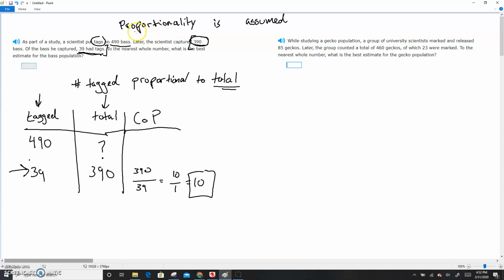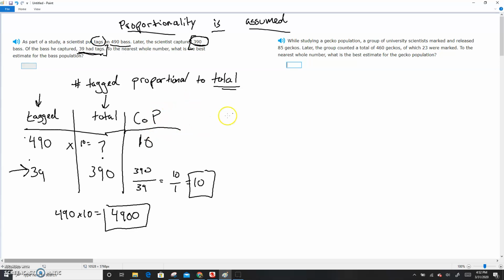But because proportionality is assumed, we're assuming that these two columns are proportional, which means that the constant of proportionality for this top column would also have to be 10. So when we multiply 490 times 10, we get 4,900. So this would be an estimate of our total.